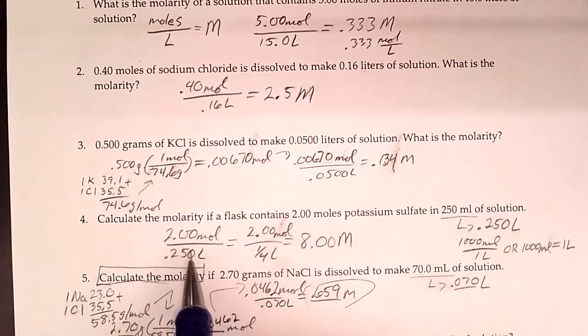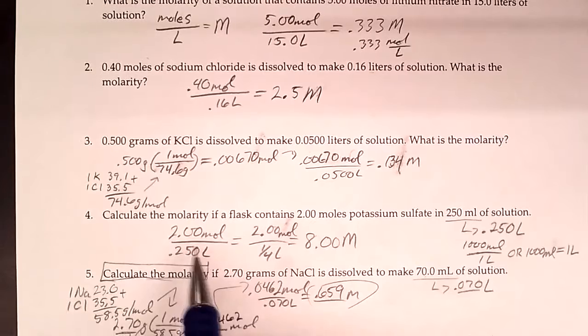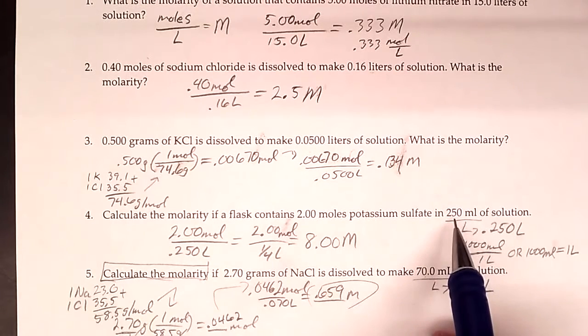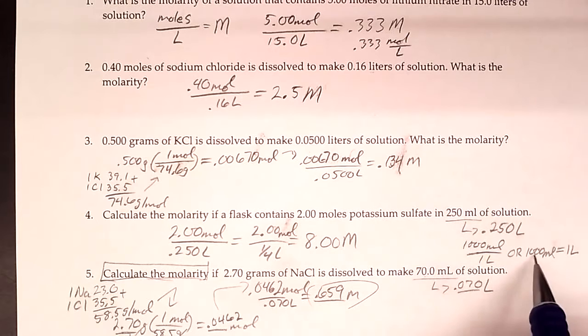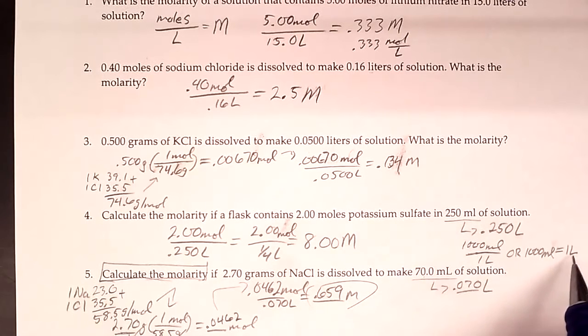How about we skip to number 4? The tiny trick here is that they don't give us liters exactly, they give us milliliters, but to go from milliliters to liters, you just push the decimal left 3 spots because it's 1,000 milliliters for every 1 liter. Or you could say 1,000 milliliters is a liter, and that's a difference of 3 decimal spots.